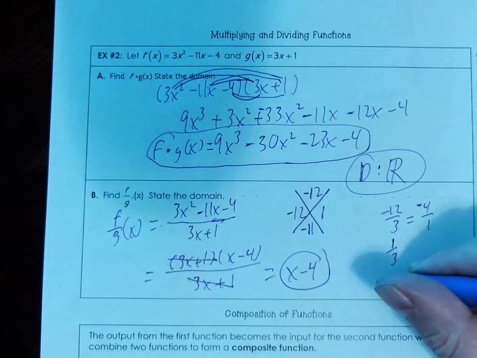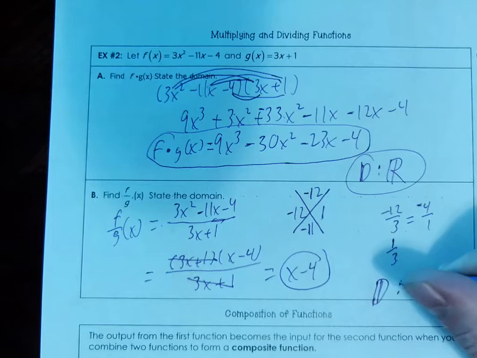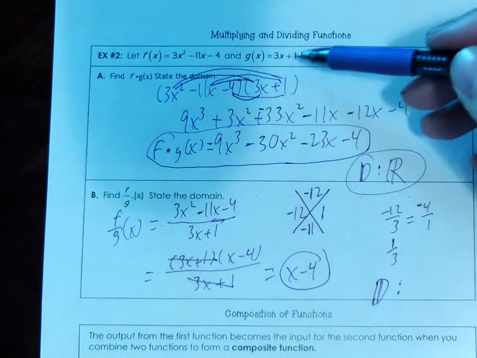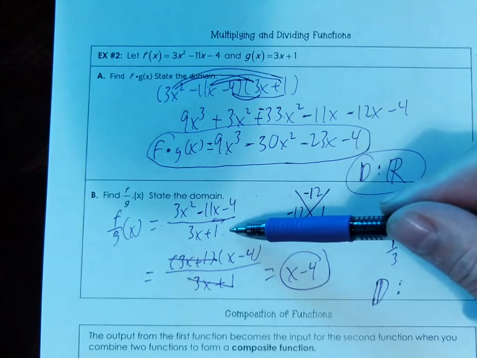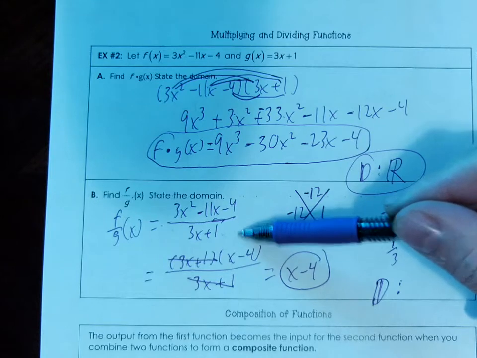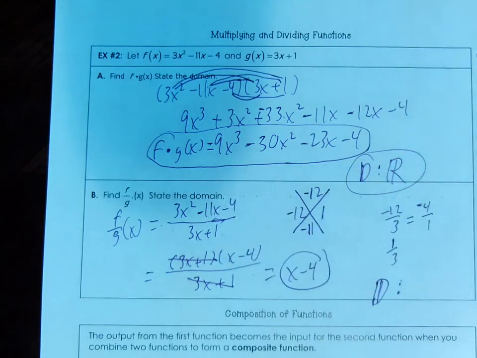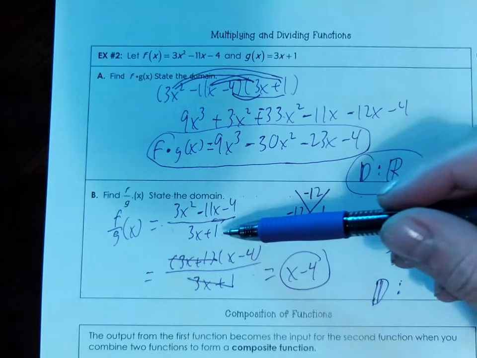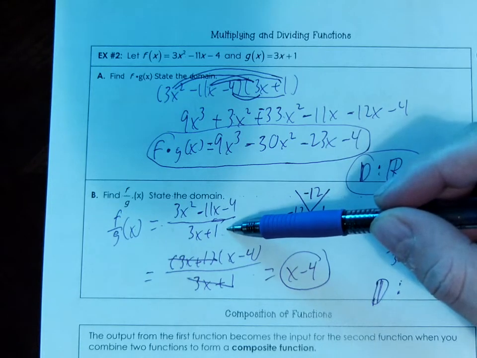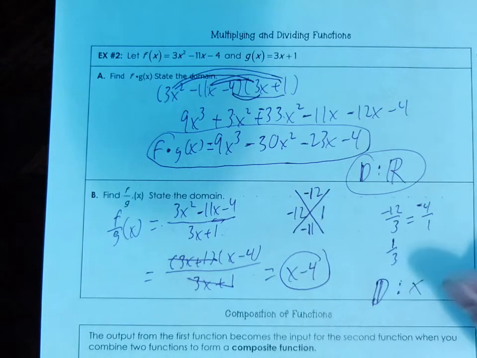Now my domain is a little tricky here because the original functions have unlimited domain, but in the composite function we can't use negative 1/3 for x because that would make the denominator 0, even though that cancels out. Even though we reduced it out when we reduced the quotient here, it still is a number that's not in my domain because it was a number that's not in the domain originally. So domain is x cannot be anything but negative 1/3.